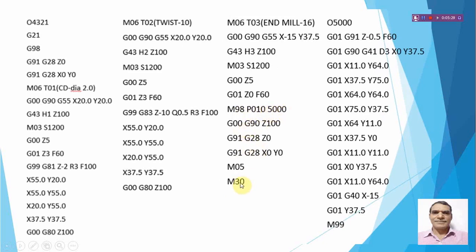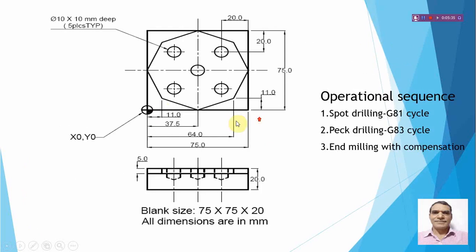After M30 only we are writing the subprogram. In this subprogram, the profile values will come. This is the first point, engaging the cutter with the workpiece. This is the second point, third point, fourth point, fifth point. Like that we are writing the coordinate values.